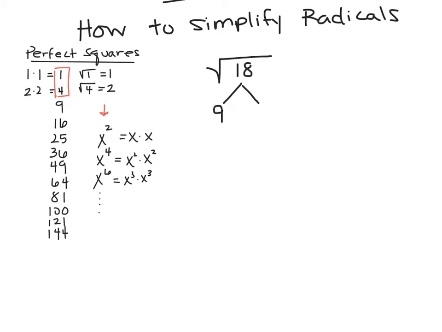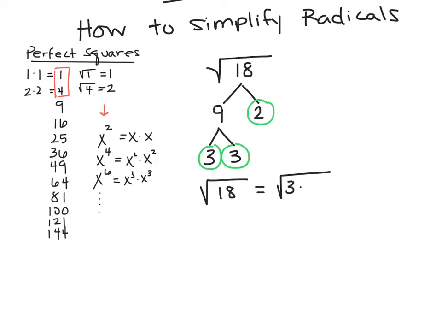Well, 9 times 2 is 18. 2 is a prime number, but 9 is not, because I need to break down 9 to 3 times 3. Now 3 and 2 are both prime numbers. So I have my prime factorization here: the square root of 18 is equal to the square root of 3 times 3 times 2. 3 times 3 times 2 is 18. So you can see that these two match.